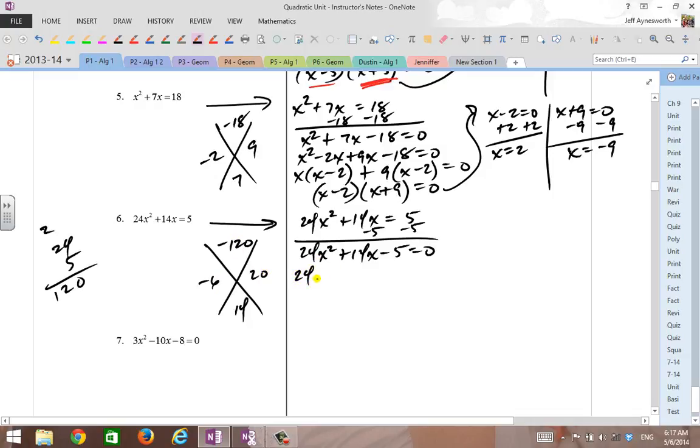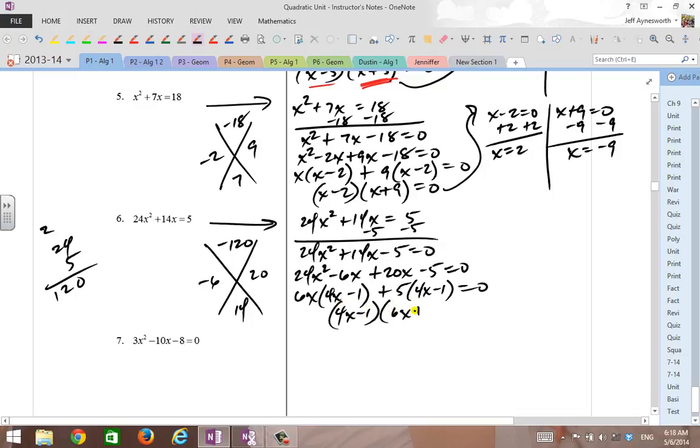All right, so let's split the middle term here. So 24x squared minus 6x plus 20x minus 5 equals 0. Factor out GCF of 6x. So we got 4x minus 1. Factor out a 5. So 5 times 4x minus 1 equals 0. So we have 4x minus 1 times my remaining factors, 6x plus 5. All right, now from here, you set each one equal to 0.